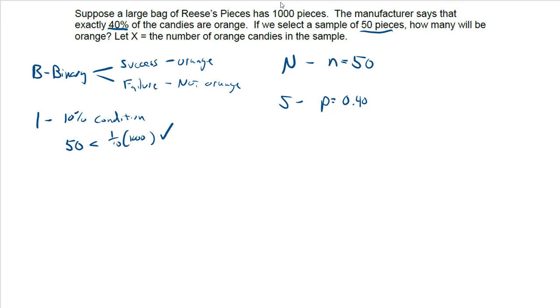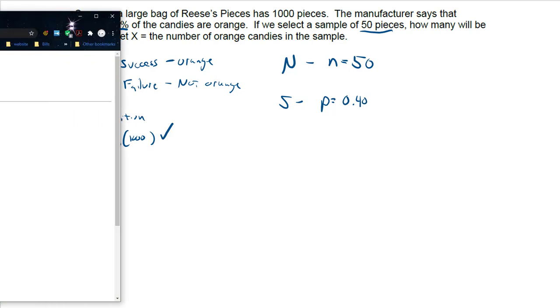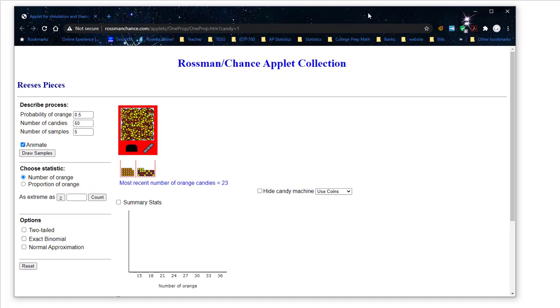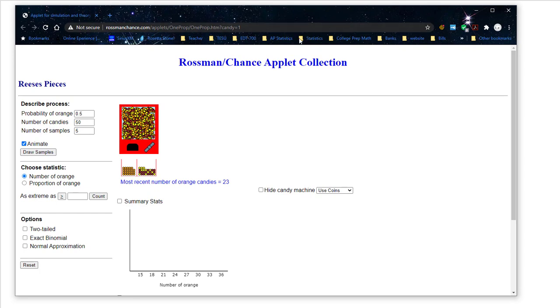Okay, so now let's do a little something. Let's do a simulation here. Let's take those 50 candies and we'll do this 5 times. We'll use a nice little applet here dealing with these Reese's Pieces. I'll put the link in the description down below. In here, I changed the number of candies to 50 because we're going to take 50, just like the problem said. Let's do it 5 times and see how our distribution looks. We can animate this or not. We'll animate it, see how it plays out.